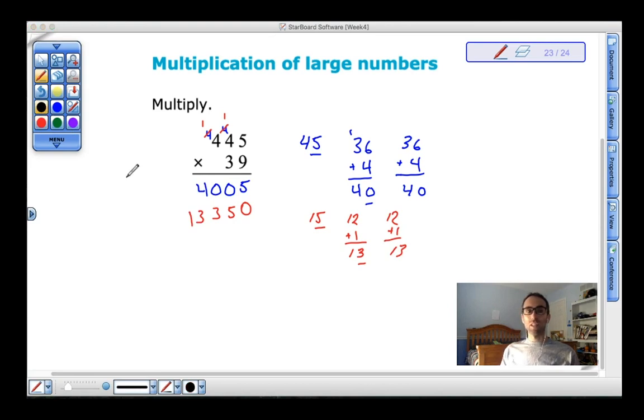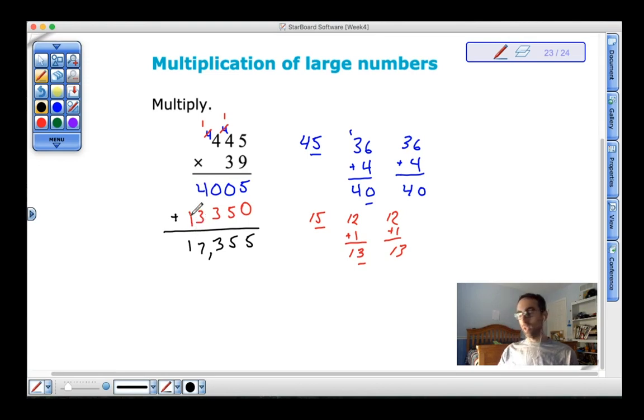So the last step to do in solving this is to add these two numbers together. So let's see, I have 5 and 0, giving me an answer of 5. 0 and 5 gives me an answer of 5. 0 and 3 is 3. 4 plus 3 is 7. 1 comes down. So I have 17,355.